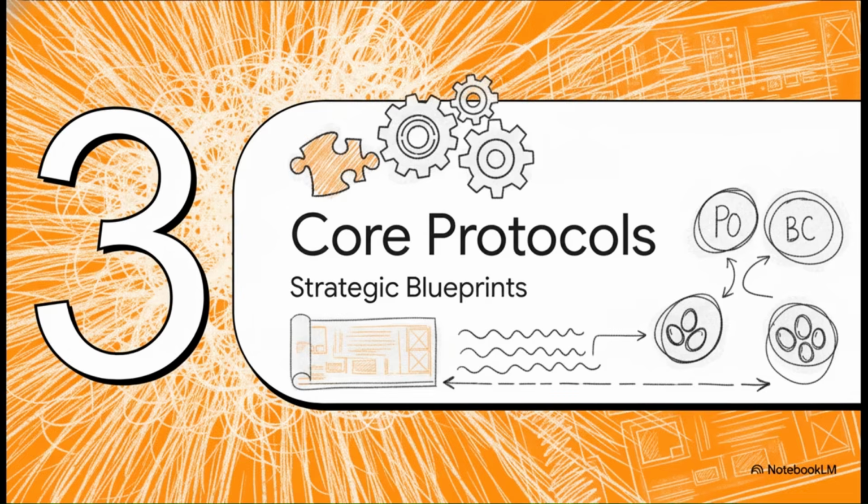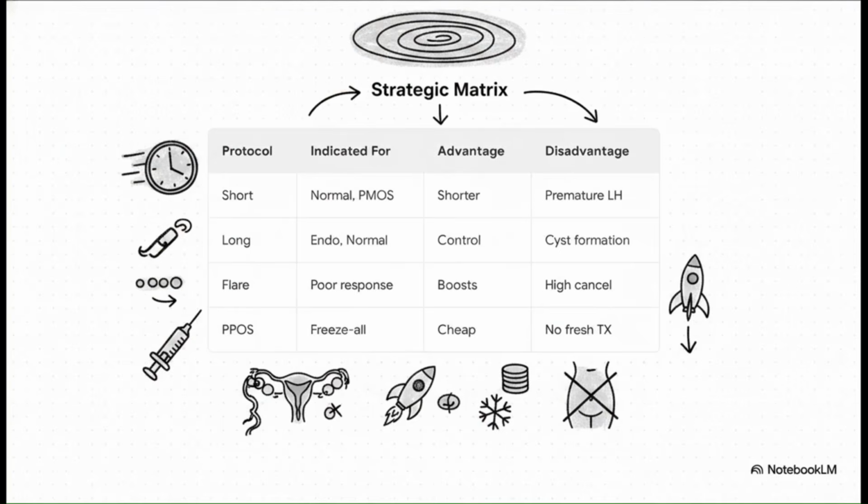All right, moving to Section 3, Core Stimulation Protocols, the Strategic Blueprints. And I want you to view these not as rigid textbook rules, but as highly dynamic clinical strategies, tailored specifically to those phenotypes we defined earlier. Let's walk through this matrix. The short protocol, utilizing the antagonist, is basically ideal for normal responders and PCOS patients. Why? Because of its speed and the significantly lower OHSS risk. Then you have the long agonist protocol. This is your heavy artillery for endometriosis. It gives you excellent control, but yeah, you're risking cyst formation.